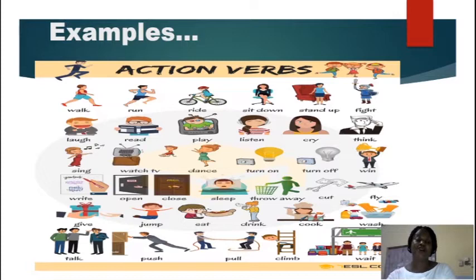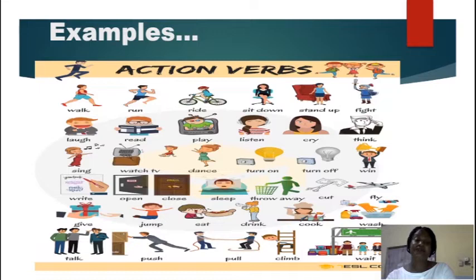We have work, run, ride, sit down, stand up, fight, laugh, read, play, listen, cry, think, sing, watch TV, dance, turn on, turn off, win, write, open, close, sleep, throw away, cut, fly, give, jump, eat, drink, cook, wash, talk, push, pull, climb, and wait. These are verbs we are all familiar with. Yes, we do most of those things at home and elsewhere.